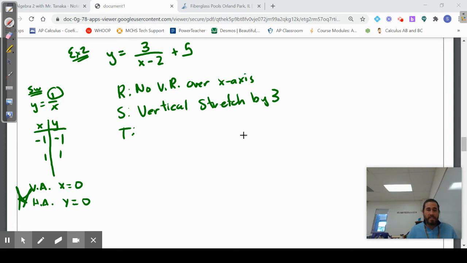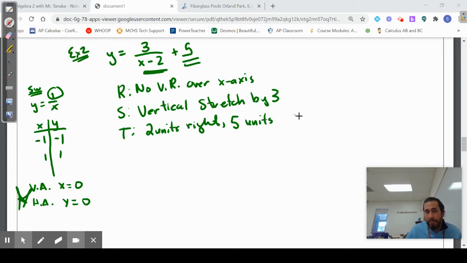And then translation. Remember, x minus 2 would mean 2 units. Say it, say it, say it. To the right. Good job at home. Yes, yes. And then we got plus 5. That's outside, so it affects it vertically, which means up and down. Plus 5 would be up. So 5 units up. Okay, and then what do we do? Well, we do our little table of values, right? We got a little R, a little S, and a little T. Then I can graph it, right?